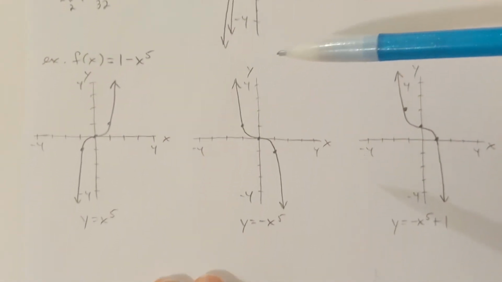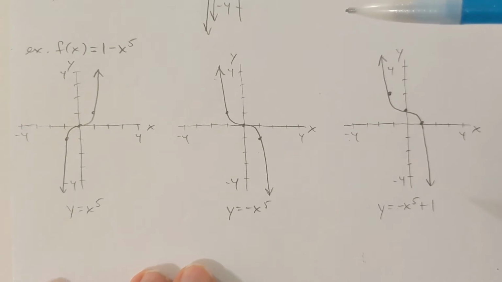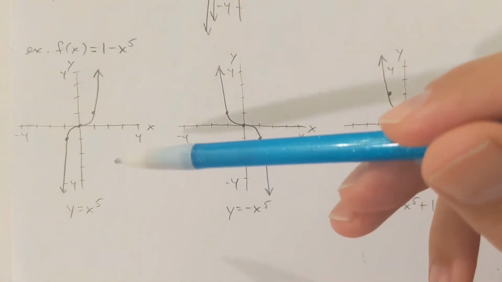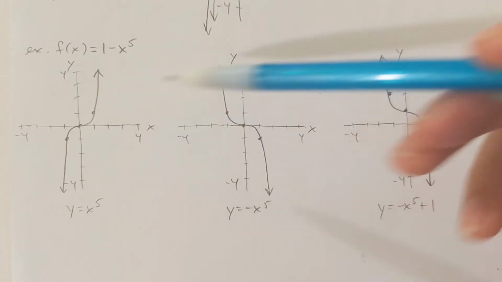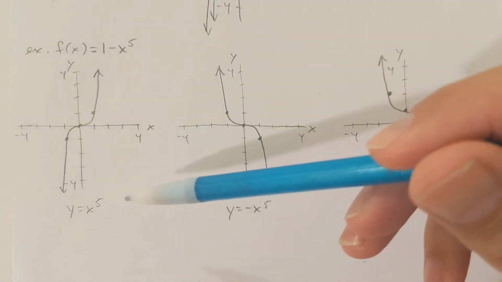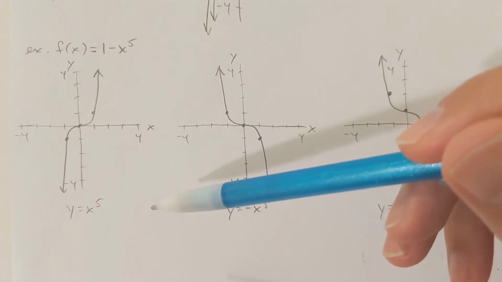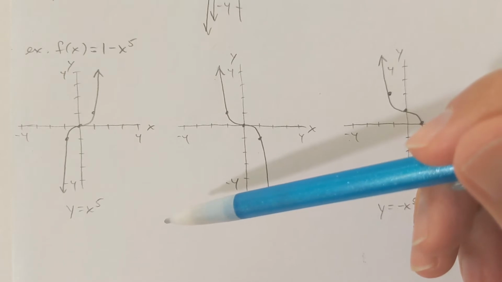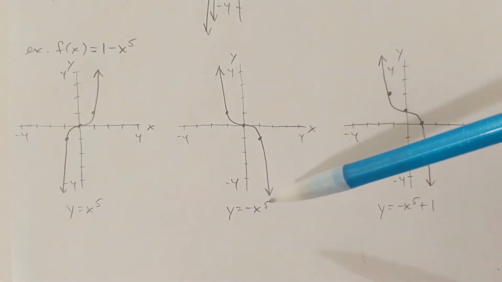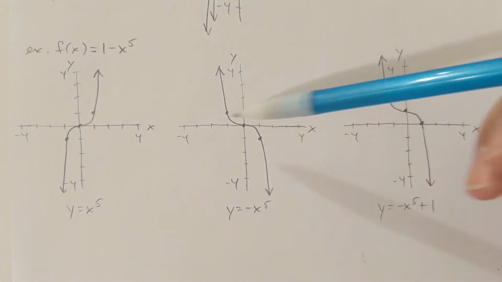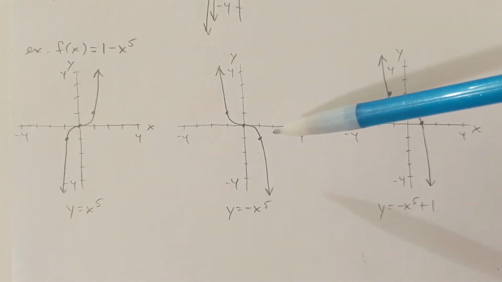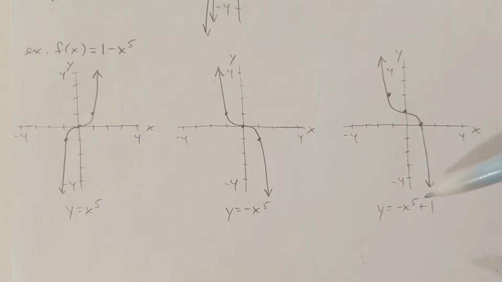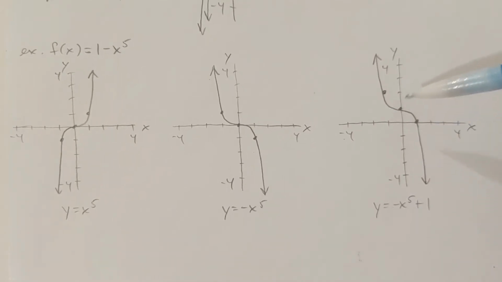So let's graph f of x equals 1 minus x to the fifth. Here's y equals x to the fifth. Okay, very much like y equals x cubed. Just like y equals x to the fourth looks very much like y equals x squared. Okay, y equals negative x to the fifth means that I reflect this about the y-axis. Okay, and then y equals negative x to the fifth plus 1 means that I shift up 1 unit.